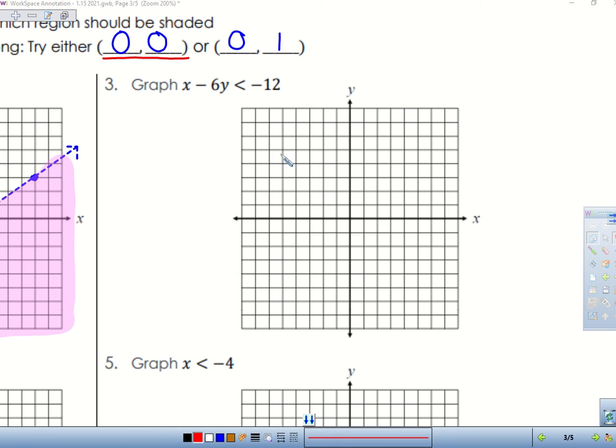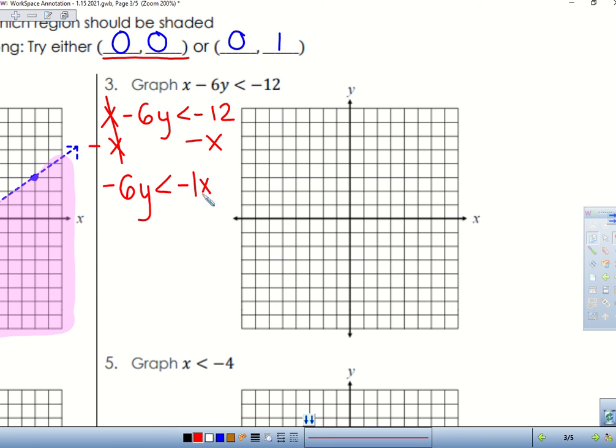So the first thing I noticed with 3 is that it's not in slope-intercept form. So the first thing I need to do is to get it into that form by manipulating the inequality. So I'm going to start by subtracting x on both sides. That's going to give me negative 6y is less than negative 1x minus 12. Now when I deal with a minus x, I put the negative 1 there because I think it's a little easier to work with, and you'll see why in the next step.